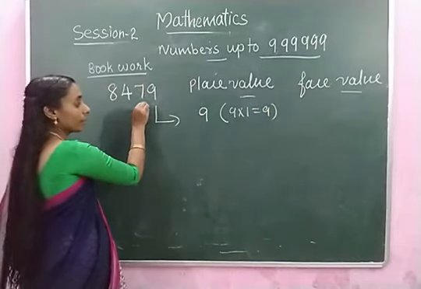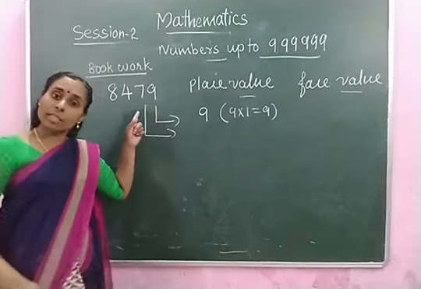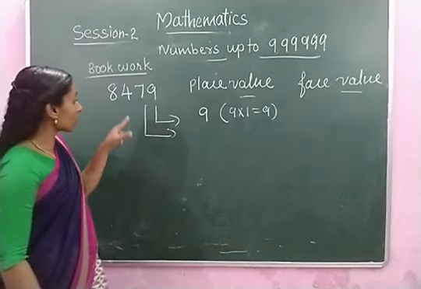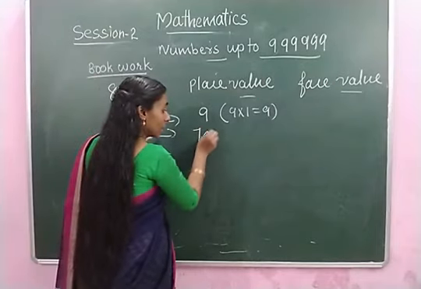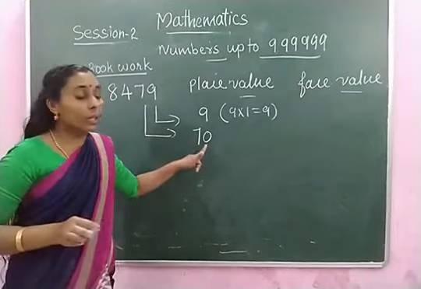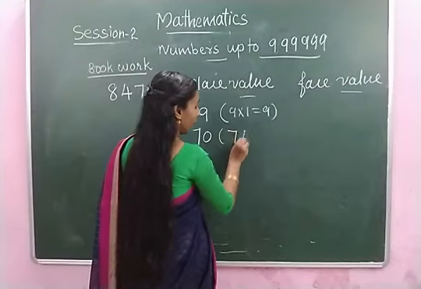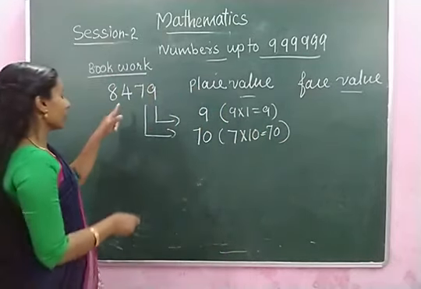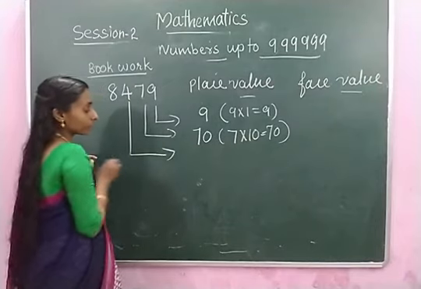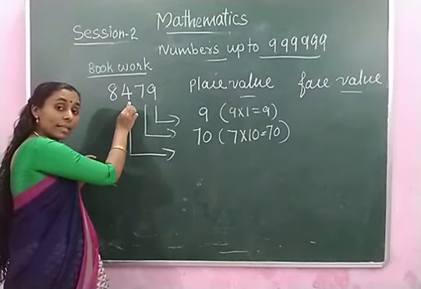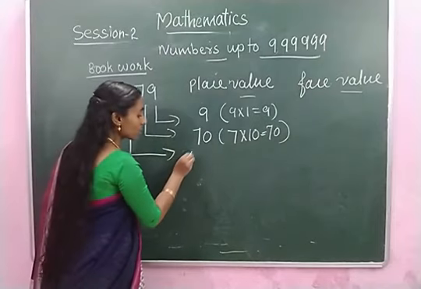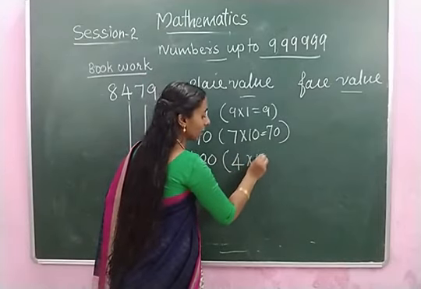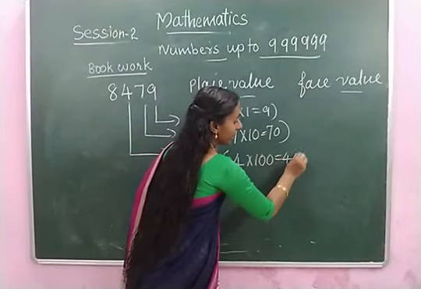Place value of 7. The place of 7 is tens place. So place value of 7 is 70. 7 multiplied by 10 is equal to 70. It is not compulsory to write all this, okay? Then place value of 4. 4 is in which place? Hundreds place. So the place value is 400. How did you get it? 4 multiplied by 100 is equal to 400.